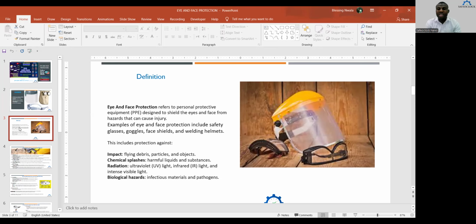Basically it protects us from impacts from flying objects or particles. It also protects us from chemical splashes when working with chemicals or any hazardous substances. It also protects us from radiation, from exposure to UV radiation, infrared radiation, or other invisible light. It also protects us from biological hazards like infections, pathogens, and infectious materials. So these are some of the ways in which eye and face protection is important to us.